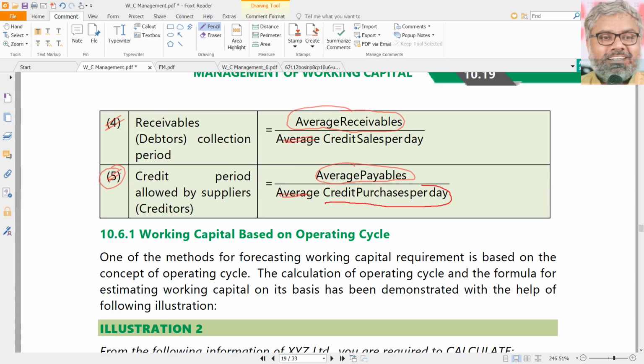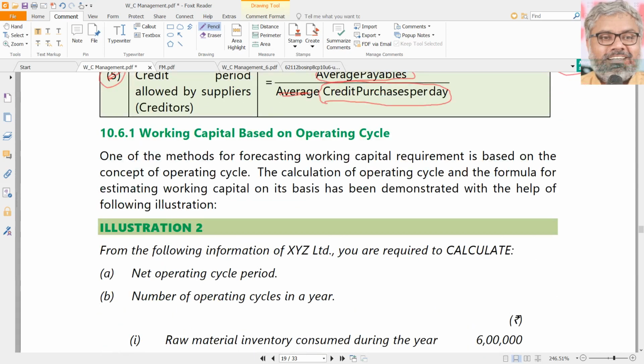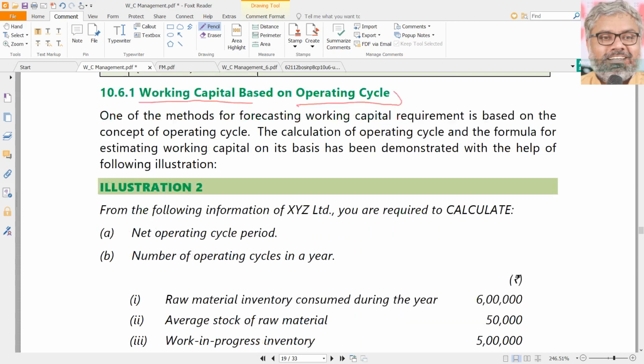So like this, if you understand the logic, there is no need to separately learn this formula by heart. Numerator is always average, that is opening plus closing by 2. Denominator is always per day. But which one per day, that has to be known very, very clearly. Once we know that, this formula can be used to compute the operating cycle, and from the operating cycle we can compute working capital. How to do that? Let us understand with an illustration.